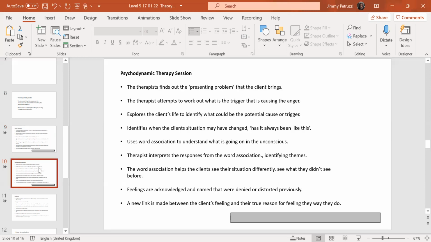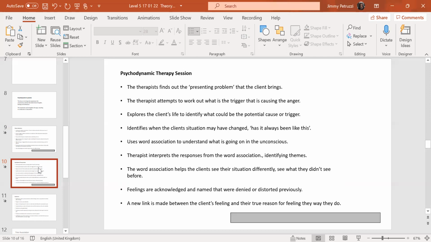Psychodynamic therapy session. The therapist finds out the presenting problem the client brings. The therapist attempts to work out what is the trigger that is causing the anger. Explores the client's life to identify what could be the potential cause or trigger. Identifies when the client's situation may have changed. Has it always been like this?